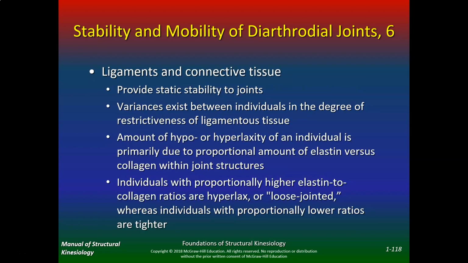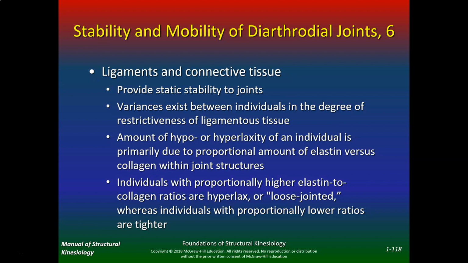Ligaments and connective tissue. Remember, ligaments have a very poor blood supply. They provide static stability. Joints, ligaments connect bone to bone. Variances exist between individuals in degree of restrictiveness in ligamentous tissue. The amount of hypo or hyperlaxity of an individual is primarily due to the proportional amount of elastin versus collagen within joint structures. So the amount of elastin and collagen will affect how hypo or hyperlax you are.